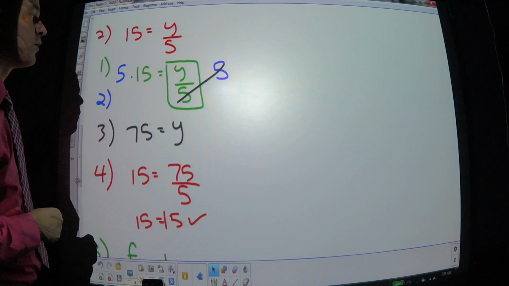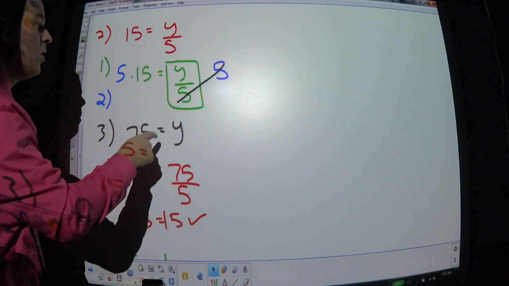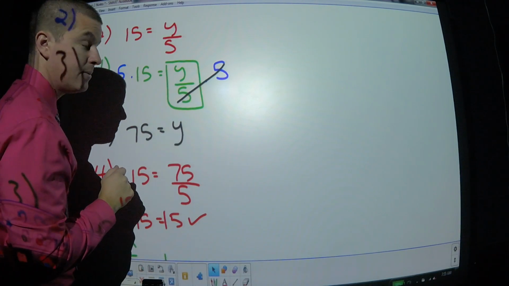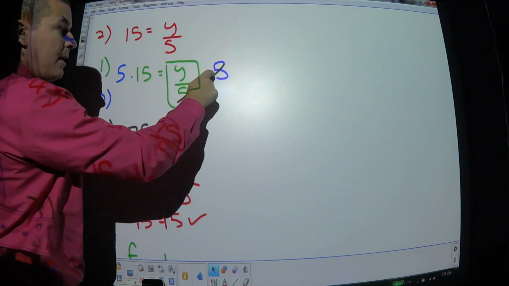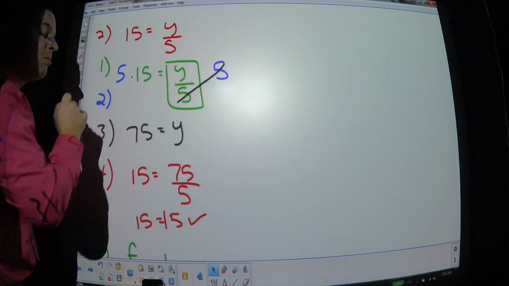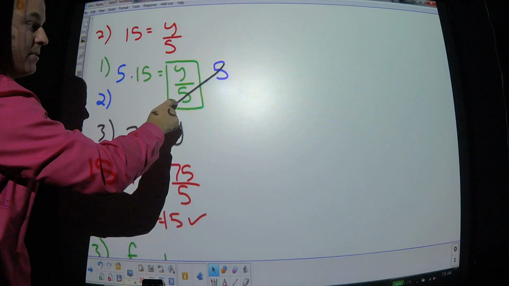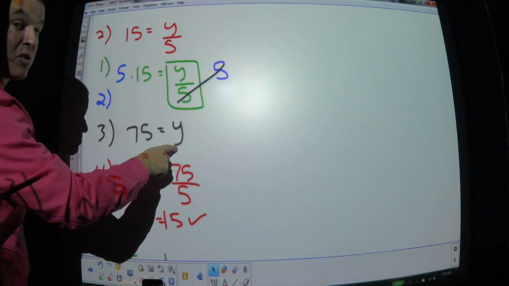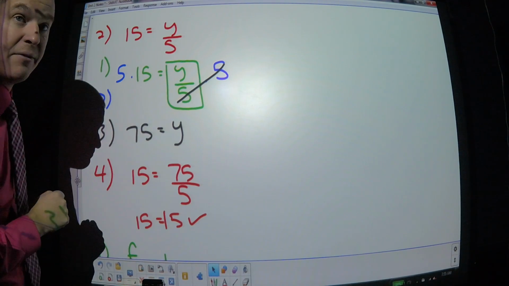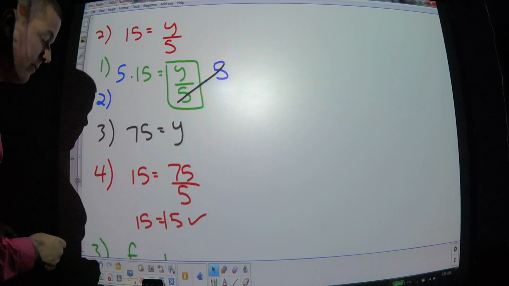15 equals y over 5, or y divided by 5. Since this is the division problem, we identify that the variable is on the right. We multiply both sides by the coefficient, so we multiply by 5 on the right side, we multiply by 5 on the left. This cancels out, and you're left with just y. 5 times 15 is 75. So therefore, y is equal to 75.